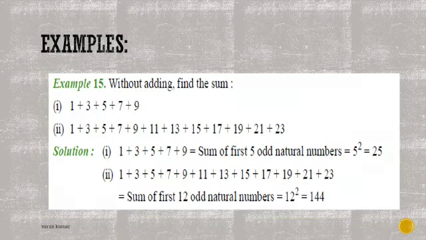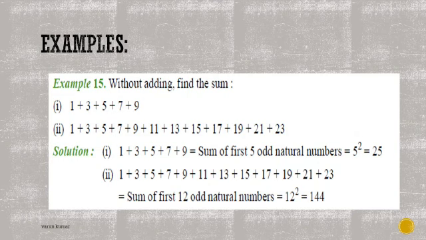See the example: without adding, find the sum. We know that the sum of odd numbers is equal to the square of the number of digits. Suppose that we have to find the sum of 1, 3, 5, 7, 9. How many digits are there? 5. So 5 square equals 25 is the sum of the first 5 odd numbers.